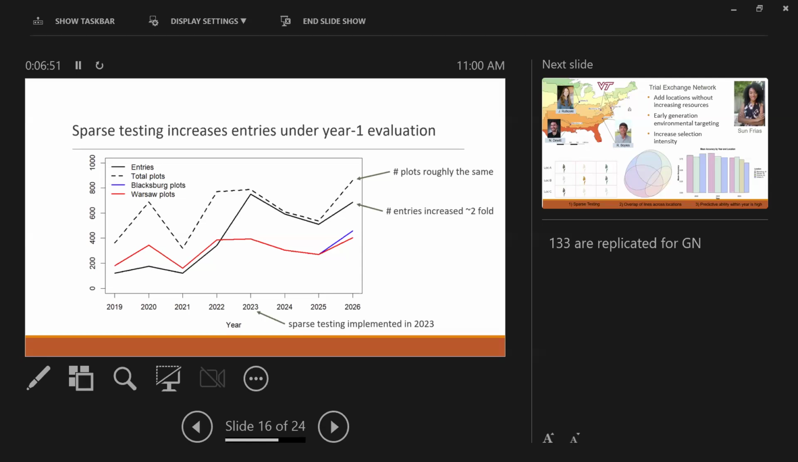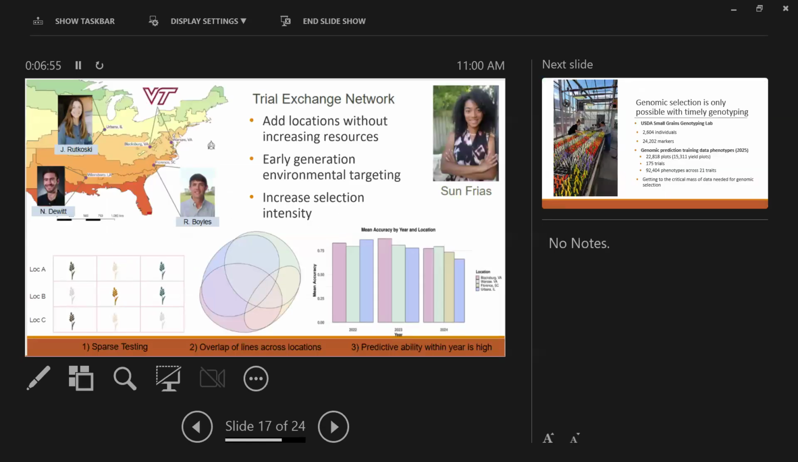switch gears for a hot second and talk about how we're doing it in our wheat program. It's a little bit more complex. We have a trial exchange network with Jessica Rukowski in Illinois, Noah DeWitt in Louisiana, and Rick Boyles in South Carolina. If anyone is interested in doing this for barley, let me know. But our PhD in our program, Sun Frias, is doing a lot of work with this.